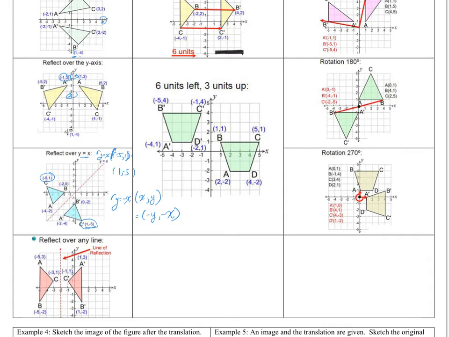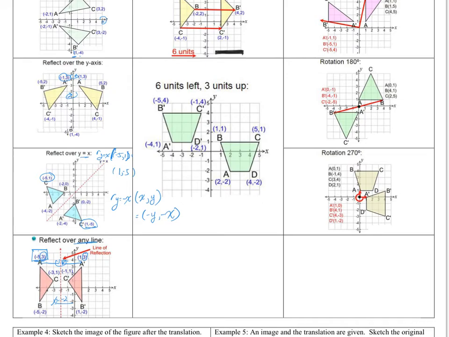Now, if we have a reflection over any line, we've got to be careful here. Let's look at the point (-5, 3). If we reflect that point over the line x equals negative 2, the y-coordinate 3 remains the same, but the x-coordinate doesn't. We need to first make sure how many units it is away from the line x equals negative 2, which is 3 units. And we need to make sure that it takes 3 units to the right.